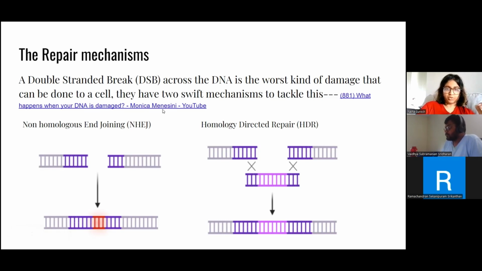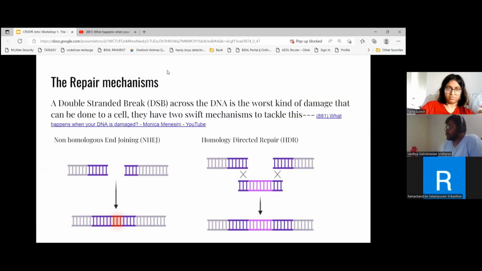There is a TED video over here which will explain the same thing. For single-stranded mechanisms, I've put together a resource sheet that I will link at the end of the presentation.